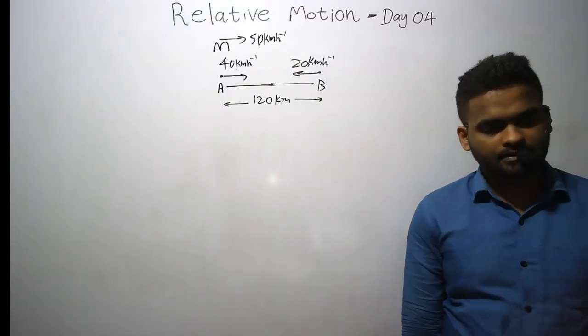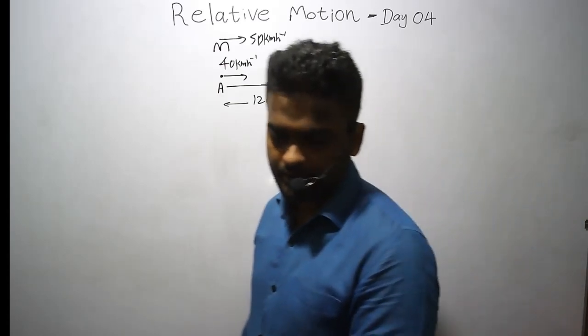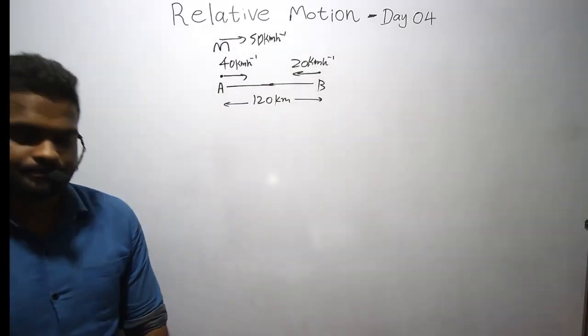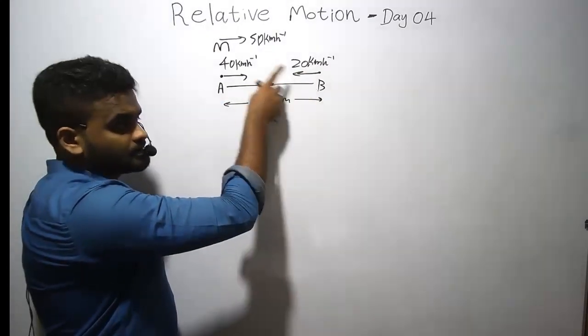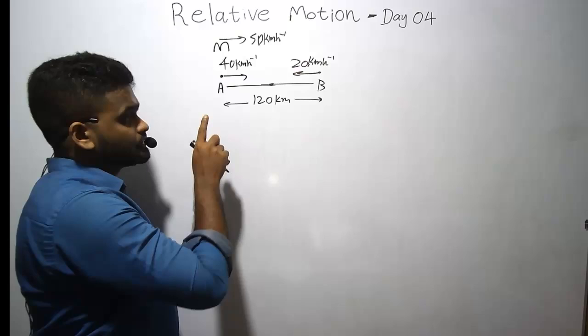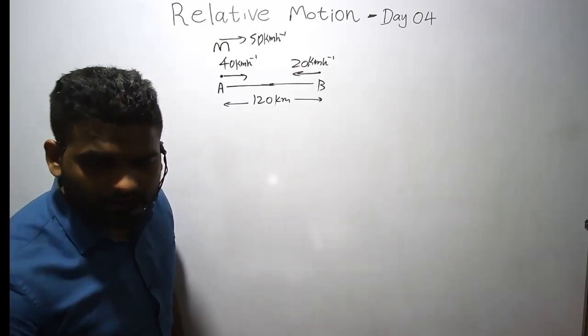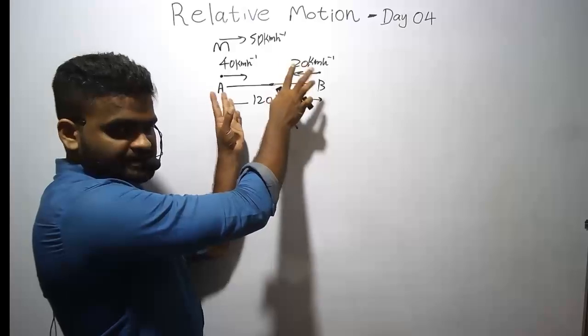Right, let's see. Now there are 3 objects moving, right? 3 objects moving. Trains, and there's a bird as well. So here what happens is, this is Earth frame, right? This is Earth frame.